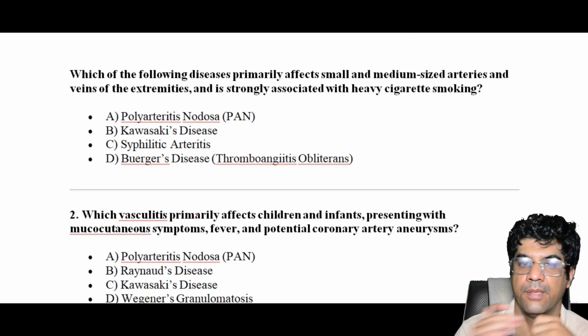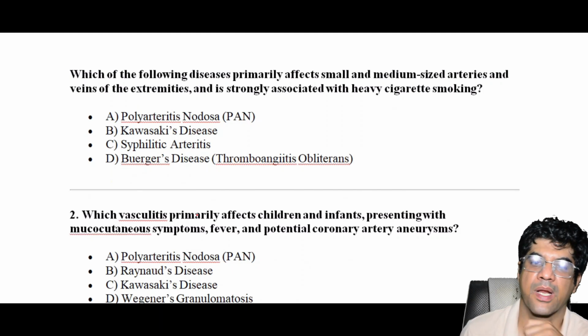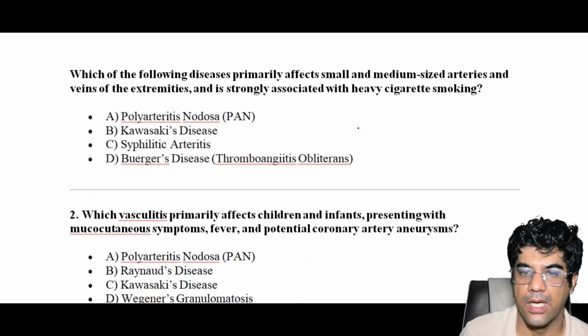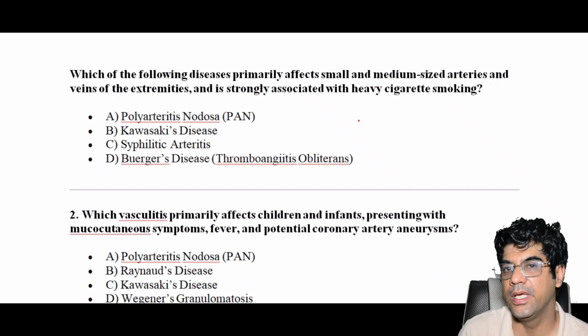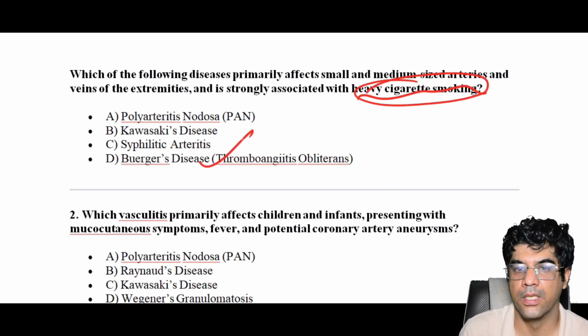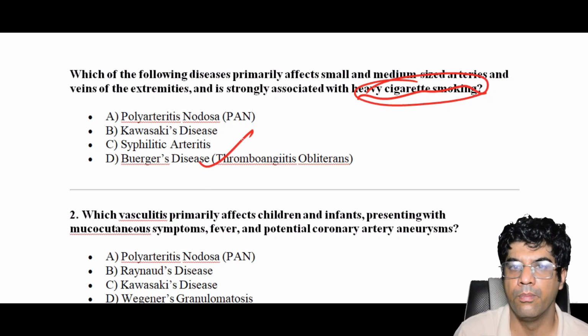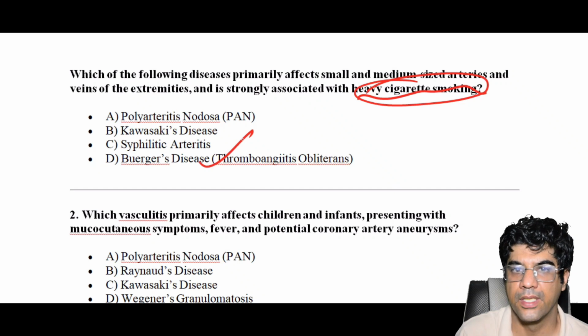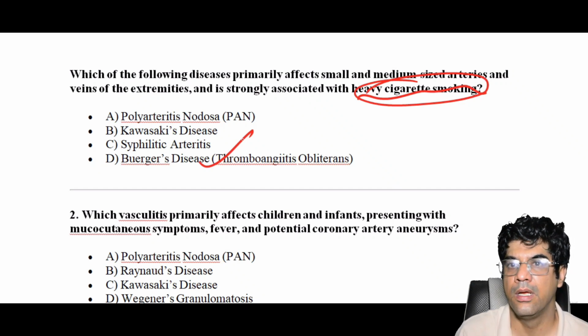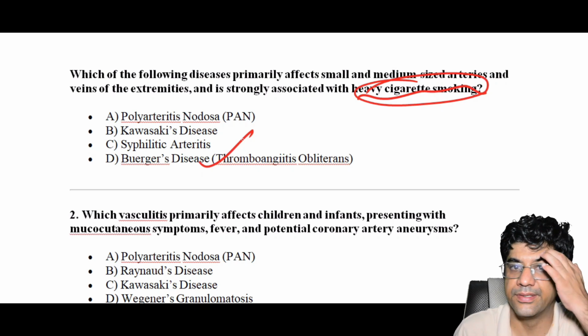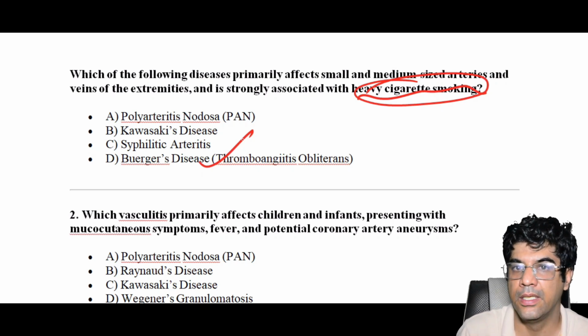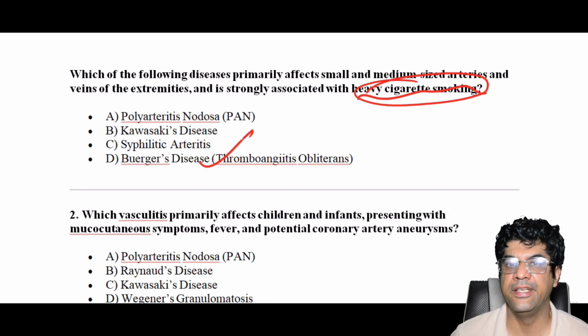Now let us discuss some MCQs. Which of the following diseases primarily affects small and medium sized arteries and veins of the extremity, and is strongly associated with cigarette smoking? So cigarette smoking is associated with Buerger's disease. The other name of Buerger's disease is thromboangiitis obliterans, that affects the small and medium sized arteries and the veins in the extremity, and it is seen in heavy cigarette smokers.